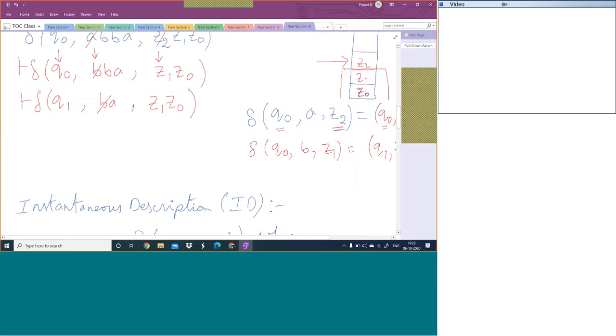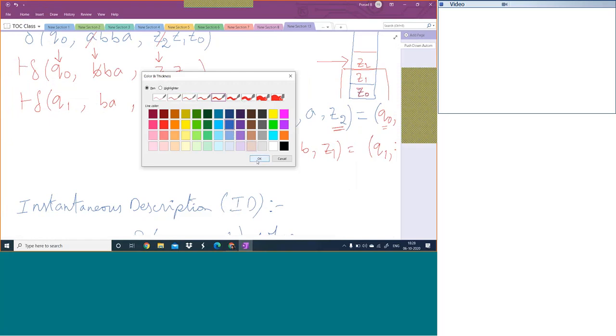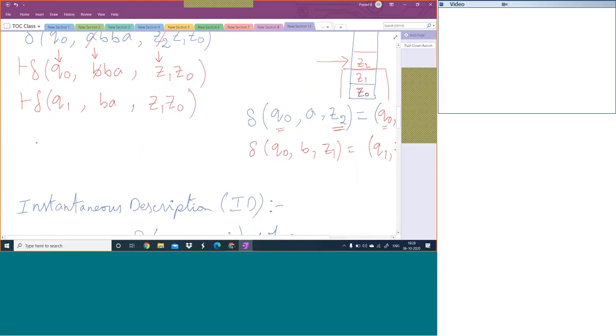Now, this is the present situation. The machine is in Q1 and the input symbol is B and the top symbol is Z1. I repeat, the machine is in Q1, the input symbol is B and the top symbol is Z1. So delta of Q1 comma B comma Z1, I have to define something. But I don't define anything for this move, which means I don't require it.